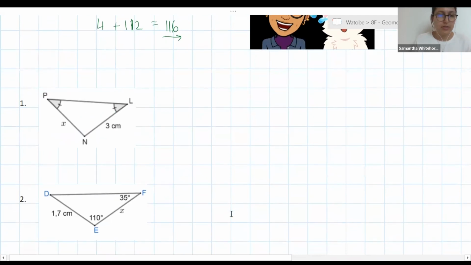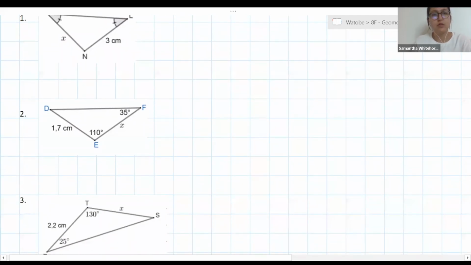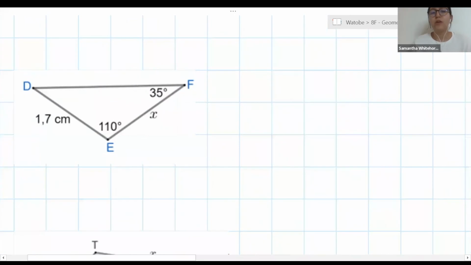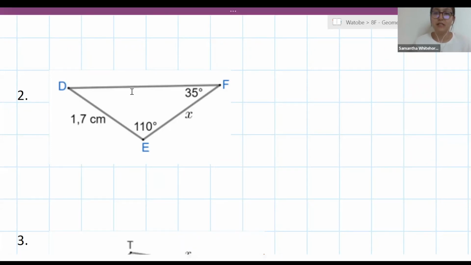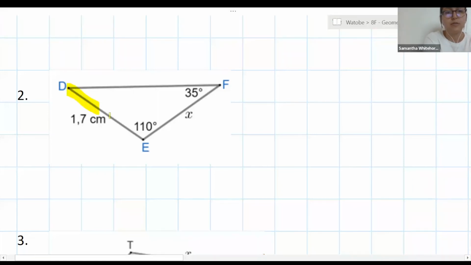Let us have a look at something like question 2 over here, where we've been given information but we're not too sure about what is equal. If I have a look at question 2, the information I've been given is that the side DE is equal to 1.7 centimeters.